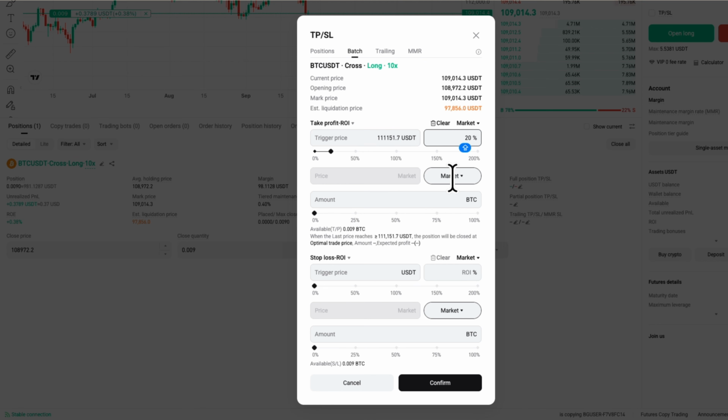So after you've seen that there, then you come here to where you have market. If you click on it, you have limit, market, and BBO. Now, if you are picking market right there, market means that once it gets to this price right here, you take 20% profit. That's the meaning.